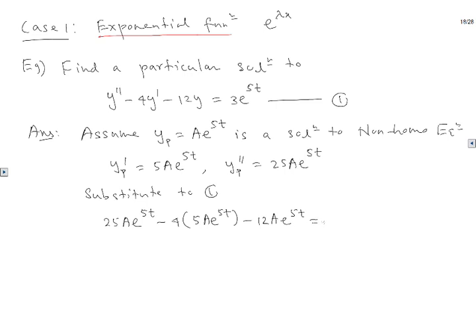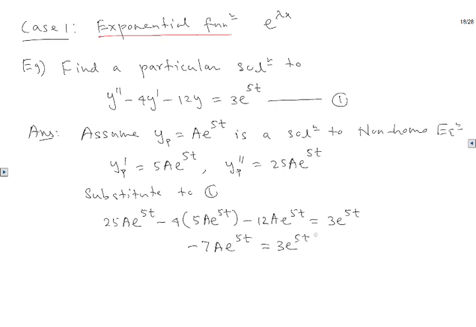Equal, on the other side what you have is 3 e to the 5t. So let's simplify this side. Once you simplify this side, how much do you get? You have 25, you have 20, that means 5, and then minus 12, so negative 7. So you're going to get negative 7a e to the 5t equal 3 e to the 5t.